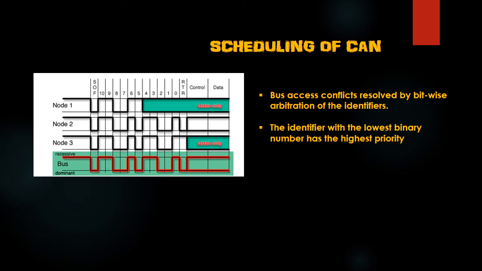In the diagram it can be seen that node 2 has the lowest binary number, so it gets transmitted first. Then the losers, which are the other nodes, node 1 and node 3, automatically become receivers of the message with the highest priority and do not reattempt transmission until the bus is available again.